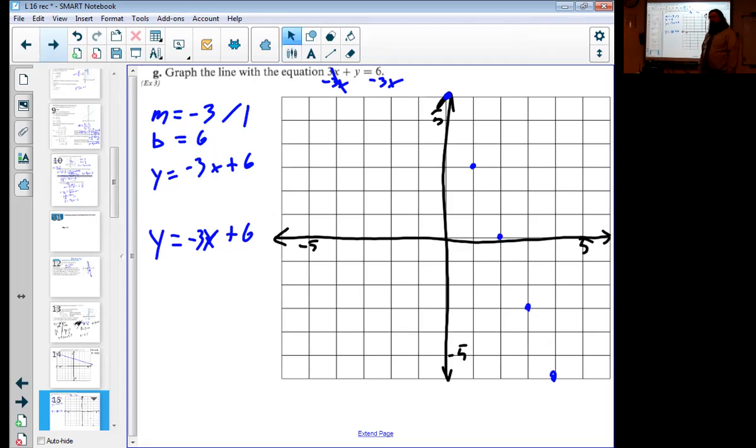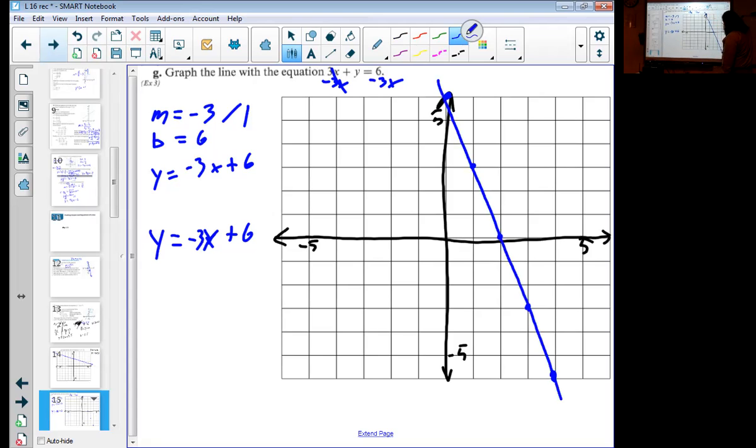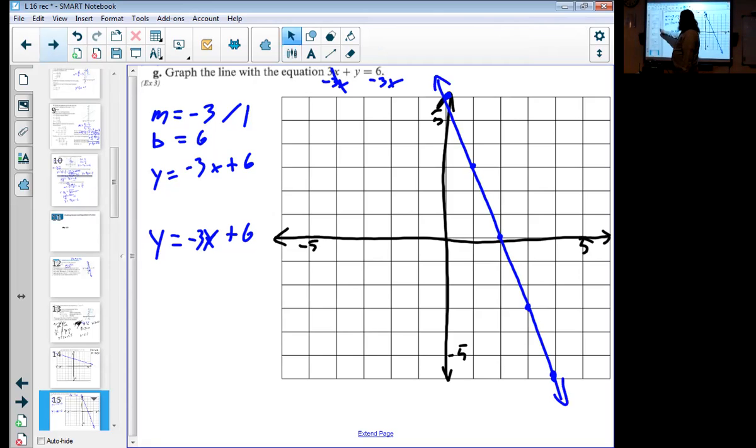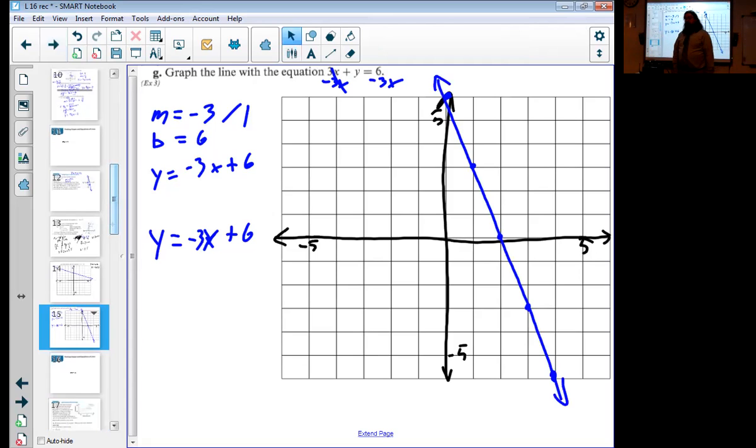And now that we have all of our dots going across, we can connect them as easily as we can. All right, so that is part 3.